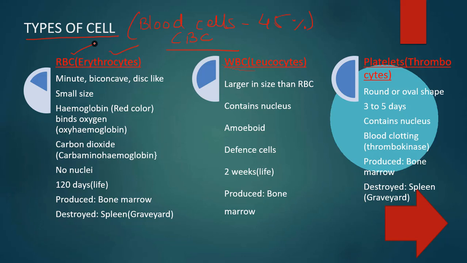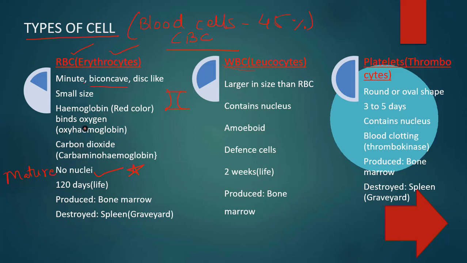RBC is very small in structure and biconcave in shape, somewhat disc-like. Biconcave means it is thin at the center and thick at the edges. Mature RBCs do not have a nucleus. When RBCs are produced, they have a nucleus, but later on when they become mature, they do not. So a very important point you have to remember is that mature RBCs do not have a nucleus. It is very small in size.